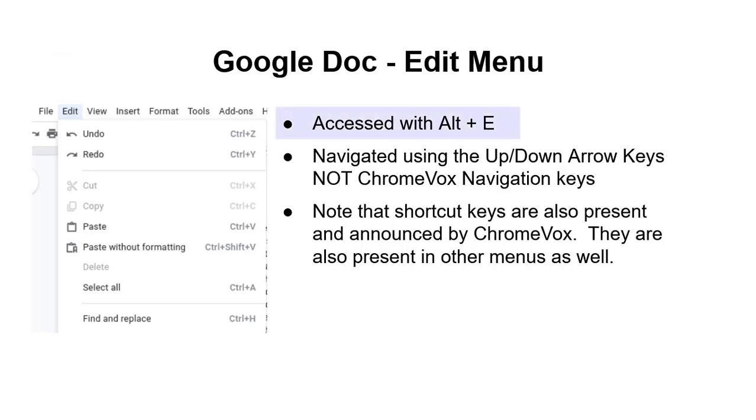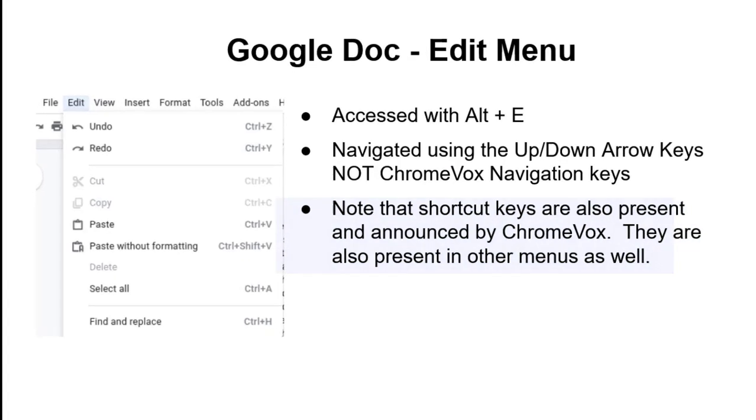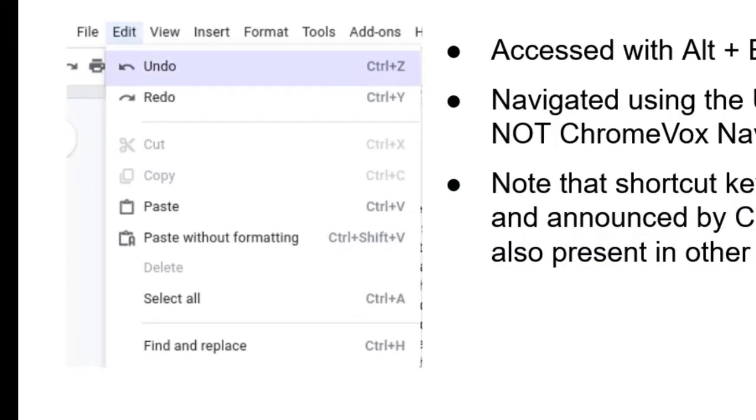The Edit menu is accessed with Alt plus E, and again, you're not going to use your ChromeVox navigation keys. All you have to do is use your up and down arrows. Note that the shortcut keys are also present and announced by ChromeVox, and they're present in the other menus. So for example, undo is Control Z.